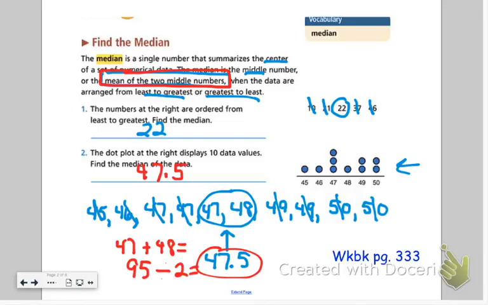The reason we had 2 numbers in the middle here was because we had an even set of numbers. We had 1, 2, 3, 4, 5, 6, 7, 8, 9, 10 numbers in our data set. When you have an even set of numbers, you're going to end up with 2 in the middle. And so you're going to have to find the mean of those 2 middle numbers. But when you have an odd set of numbers like the first one where we only had 5, you're going to have just 1 number in the middle. It's going to be a little bit easier.